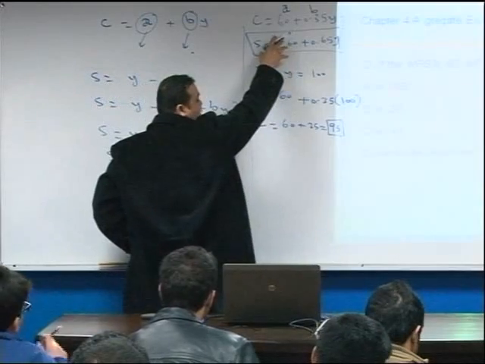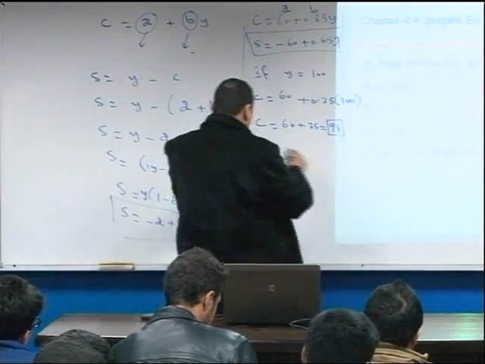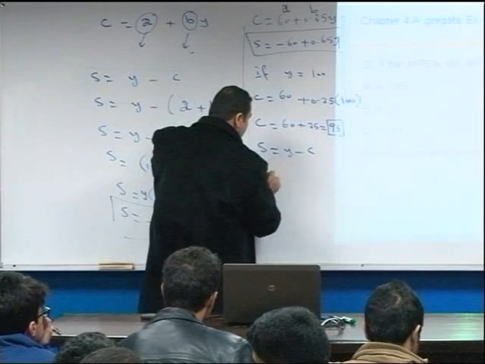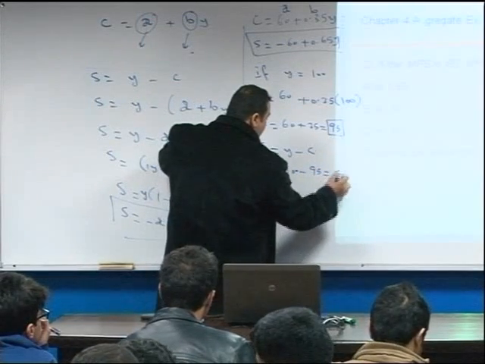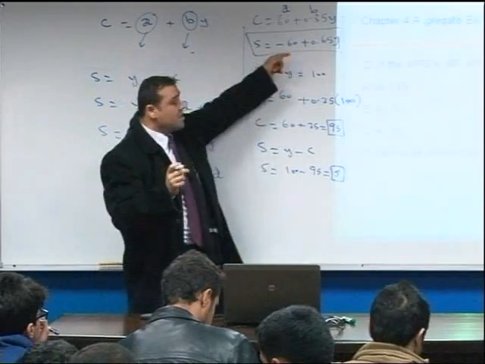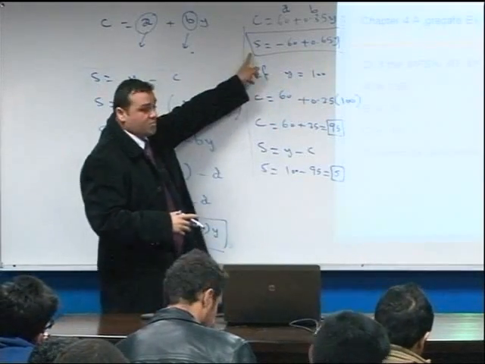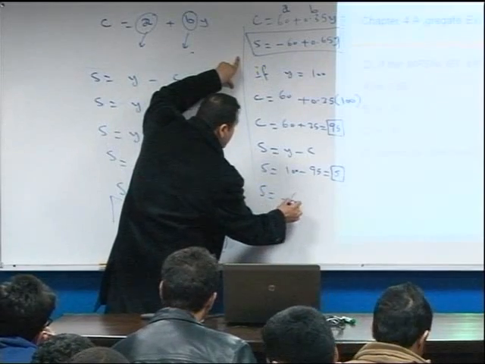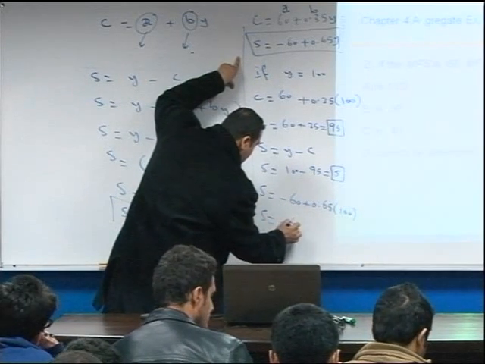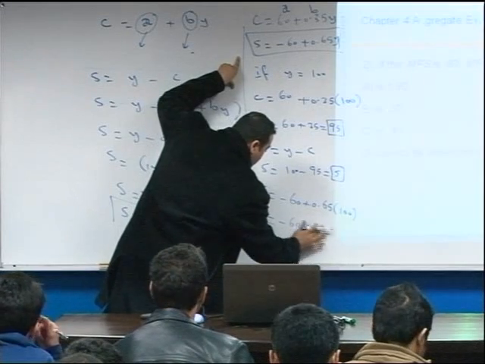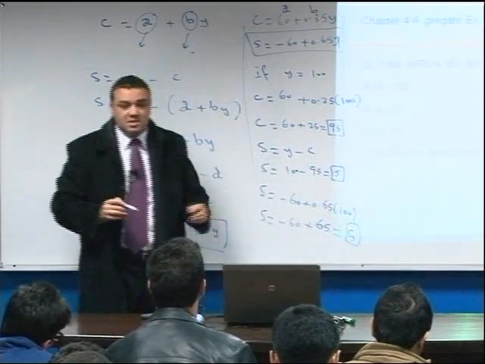Saving: we can apply the formula, or we can say it equals Y minus C. So S equals 100 minus 95, which equals $5 million, right? Or we can use the saving formula to calculate the aggregate saving. S equals minus 60 plus 0.65 times 100, so S equals minus 60 plus 65, which equals 5. The same result.